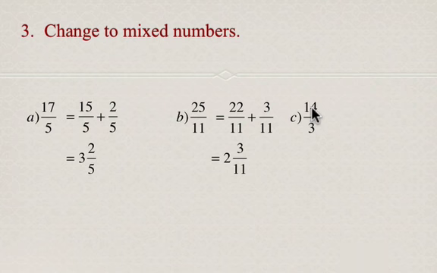Next question, 14/3. Well, 3 goes into 12 evenly, and that leaves 2 left over. Remember, we just add these to get the 14. And so next we have 12 divided by 3 is 4, and we're left with our 2/3. So in other words, 3 goes into 14 4 times with 2 left over, and keep the denominator.